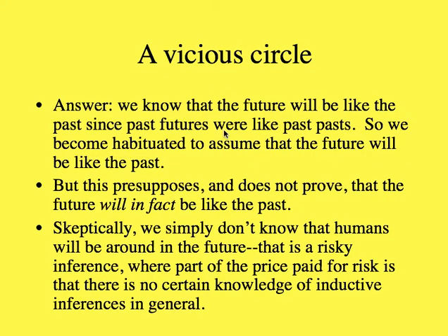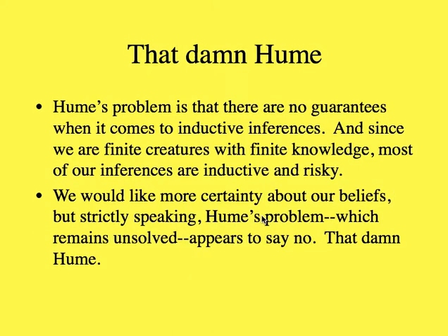The answer we often give is that the future will be like the past, since past futures were like past pasts. That is to say, the more regularities that occurred in the past and then were confirmed in the future, then, as it were, form a cycle. So we think that the future more generally would be like the past because there were more of those types of events. This presupposes, but does not prove, that the future will in fact be like the past. But again, how do we really know that? Hume's problem is that there's no guarantees when it comes to inductive inferences. We would like more certainty about our beliefs, but strictly speaking, Hume's problem of induction says, no, that's not the case.